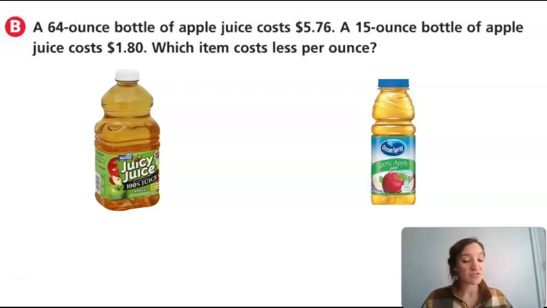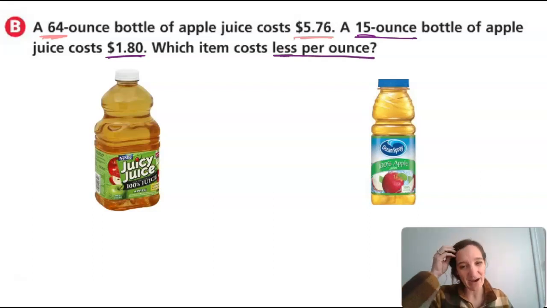So here we have two things of apple juice. One is 64 ounces that costs $5.76. The other one is only 15 ounces, but it's also only $1.80. Which one costs less per ounce, right? I want it to cost the least amount for the same ounce of juice.